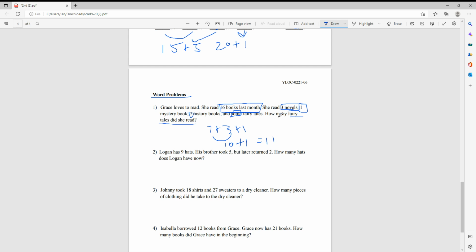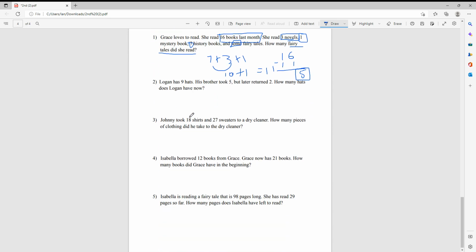And we know the total is 16. And since the total is 16, the remainder from this should be the amount of fairy tales that she read. So we're just going to do 16 minus 11. And then 6 minus 1 equals 5. 1 minus 1 equals 0. So our answer is just 5. So she read 5 fairy tales.